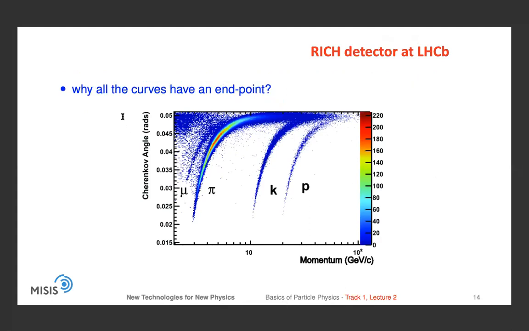Okay, so the answer to why all the curves have an endpoint. Do you remember the condition when a particle can produce Cherenkov light? In the medium, when its speed is higher than the speed of light in the medium. Yes. So basically, it should have high enough speed or high enough momentum in order to produce Cherenkov light. When the particle is rather slow, has low momentum, then it stops producing light, and therefore, if you go very low in the momentum, you don't have any more entries for a given particle.